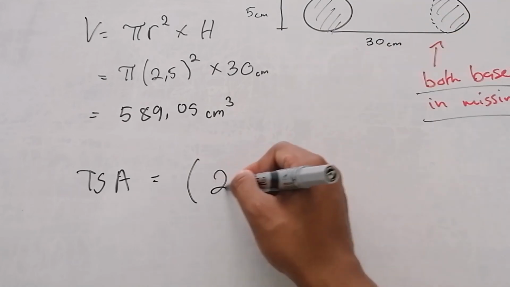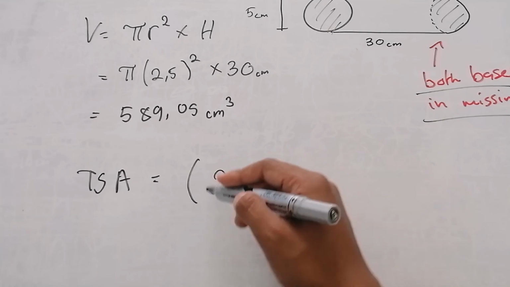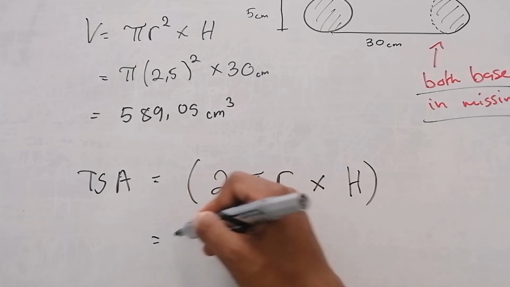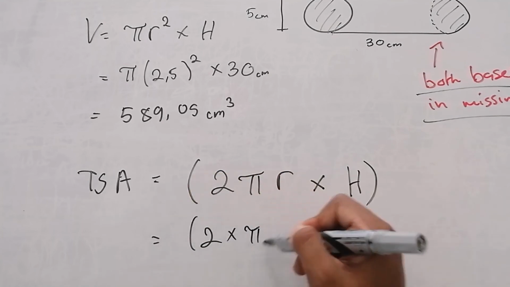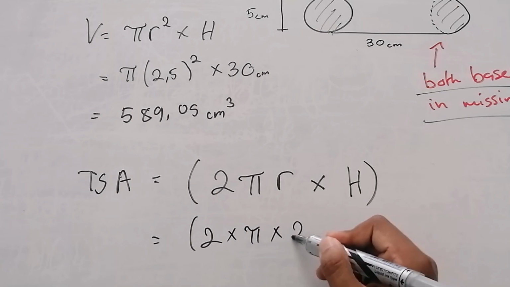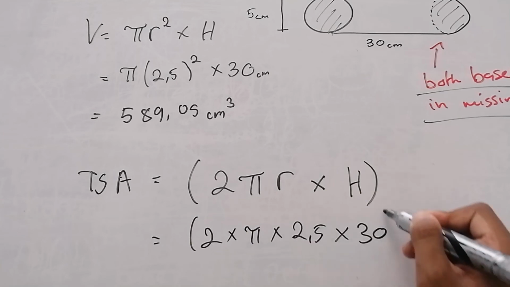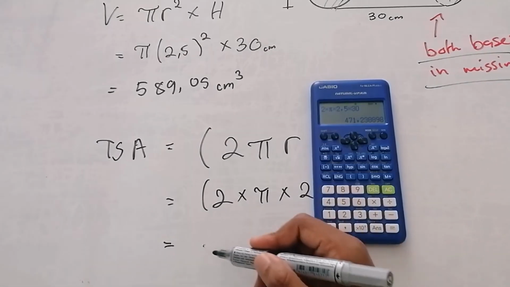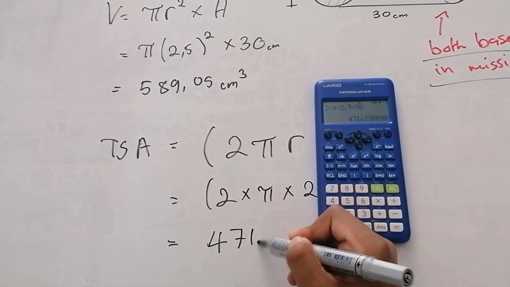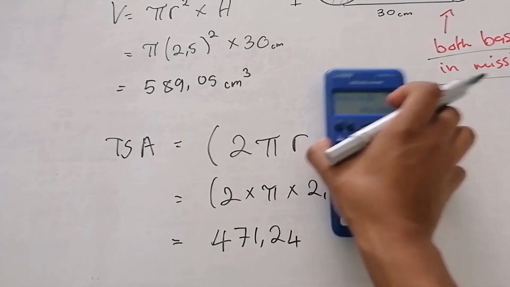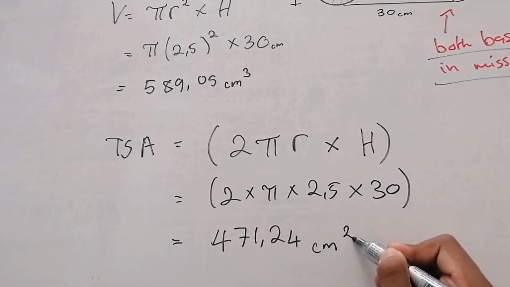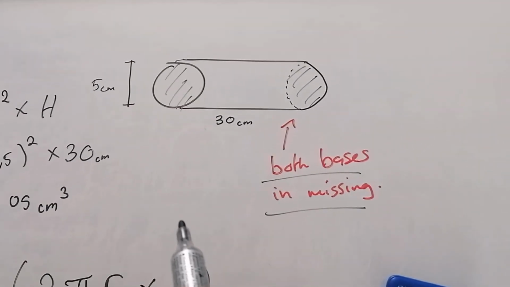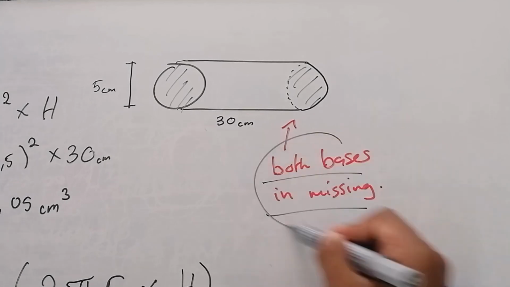Now, perimeter of a circle is 2 pi r, and then the height would be this 30. So let me just do my substitution. 2 multiplied by pi multiplied by the radius, which is 2.5, and then the height of 30. And so again, we'll just use our calculator to solve this. And so the answer is 471.24. Now, since this is area still, we'll say centimeters squared. Okay, and there you go. That's how we work out the volume and the total surface area of a cylinder missing both bases.